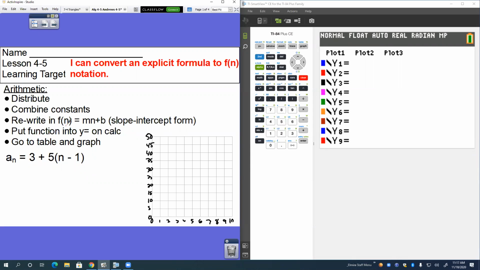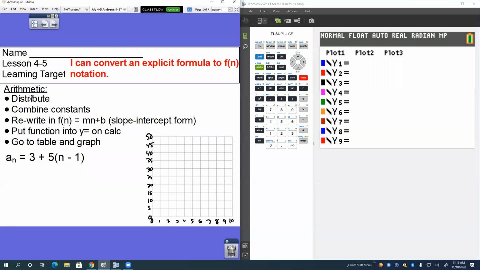they will rewrite it into slope intercept form instead of being in this arithmetic sequence form with the explicit formula. So it's important that you know how to change this explicit formula into f of n notation, all right? So the arithmetic ones and the geometric ones are done slightly differently. So it's very important that you're paying attention.